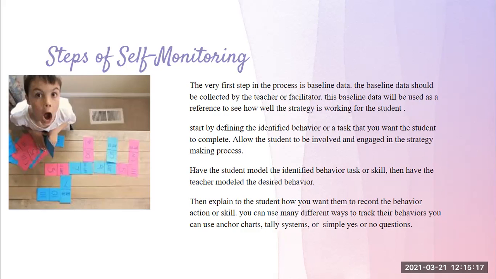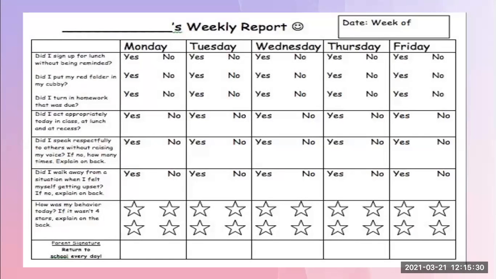Then you should explain to the student how you want them to record the behavior. It can be a tally system, a yes or no. It can be like a running checklist, you can use anchor charts, tally systems, questions, things like that. This is an example of one of those things that you can hand out at the beginning of the week and have the student keep up with. It's really simple. Things like, did I act appropriately today in class, at lunch, and at recess? They do yes and no.